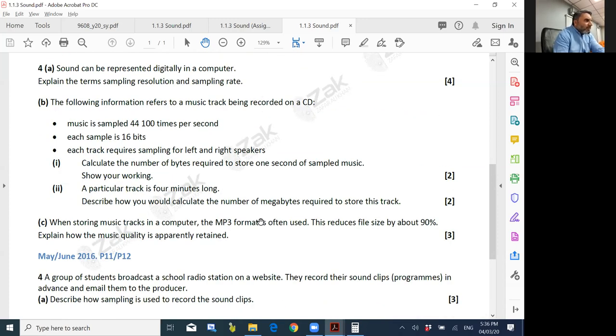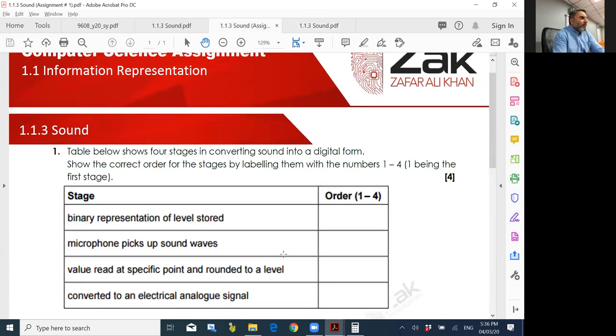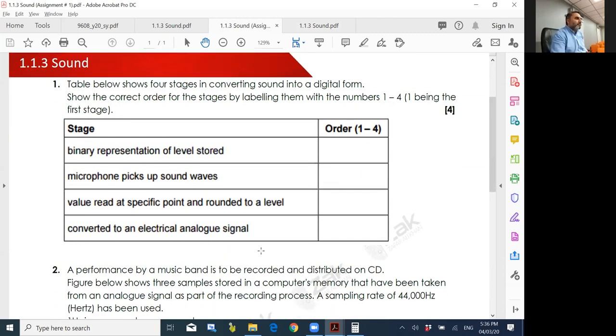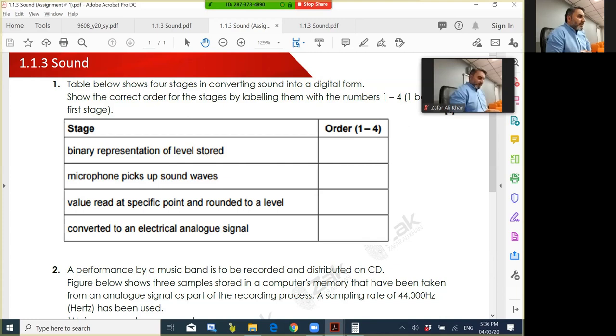So that's about it. Let's see one of the assignments. The table below shows four stages in converting sound into digital form. Show the correct order for the stages by labeling them with the numbers 1 to 4. The microphone picks up the sound, which is converted to an electrical analog signal. The value at specific points is read and rounded to a level, and the binary representation of the level is stored. So this is how we would have to do it.